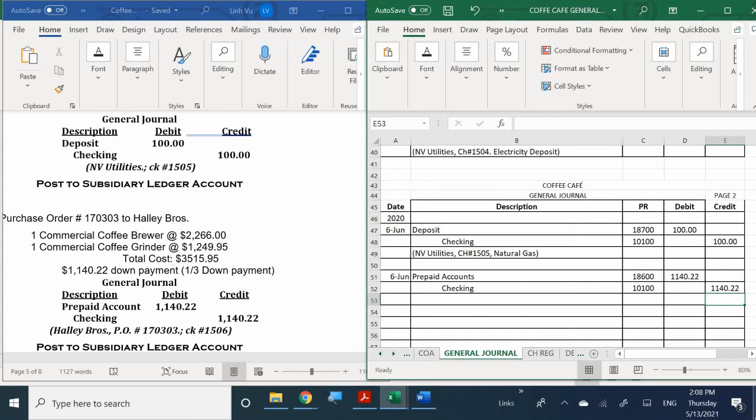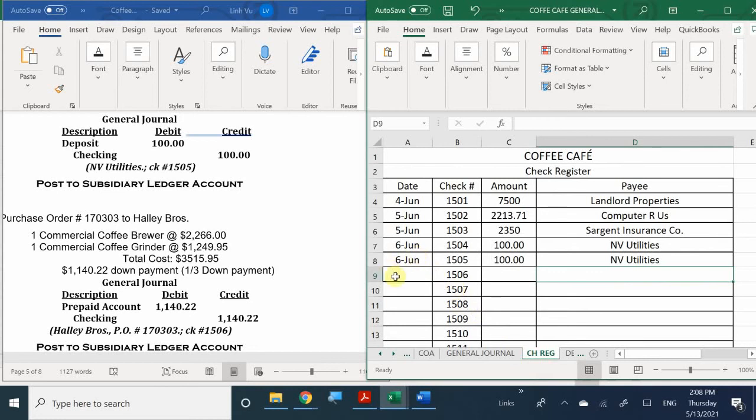All right. So first thing, let's go ahead and find what check number that is. Okay. So the check number we're going to use is 1506. So again, you can write the date in. You're making it for 1140.22. And once again, it is to Haley Bros. Okay. So this is 1506.